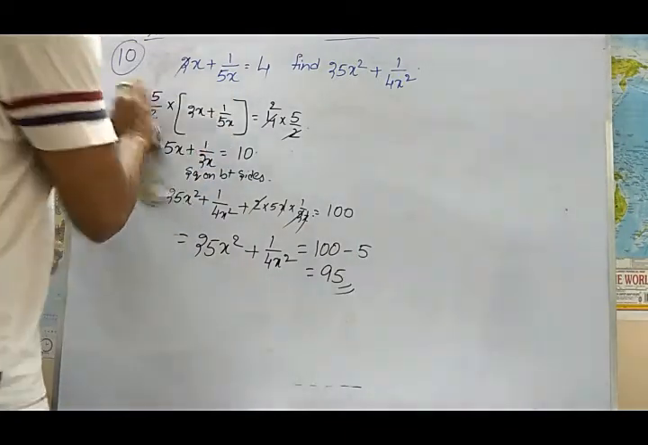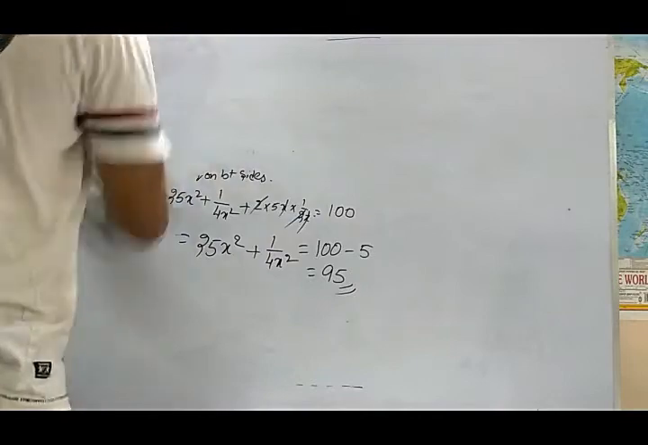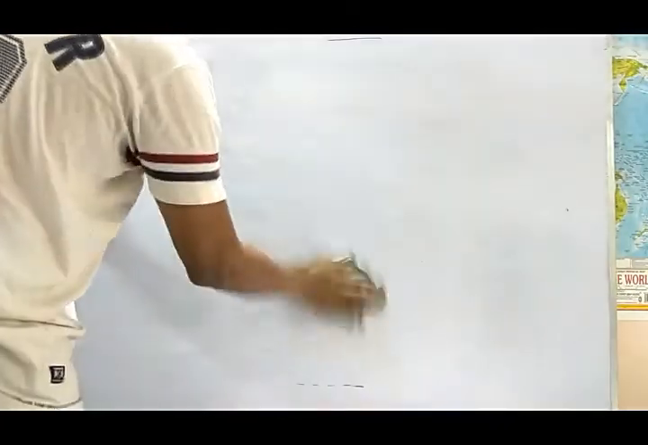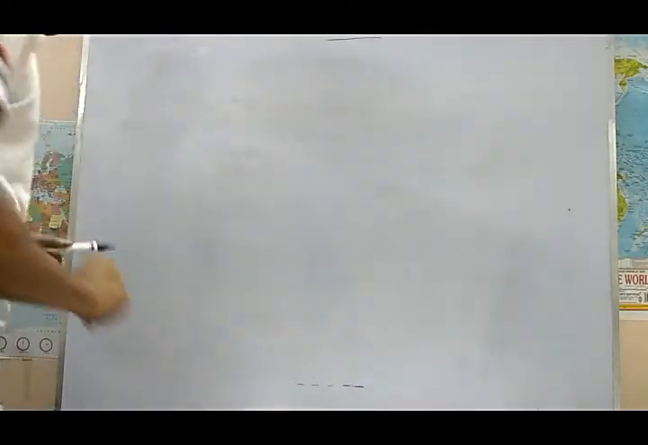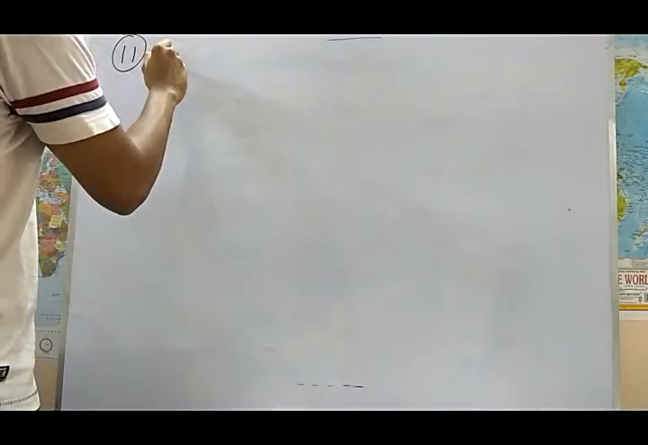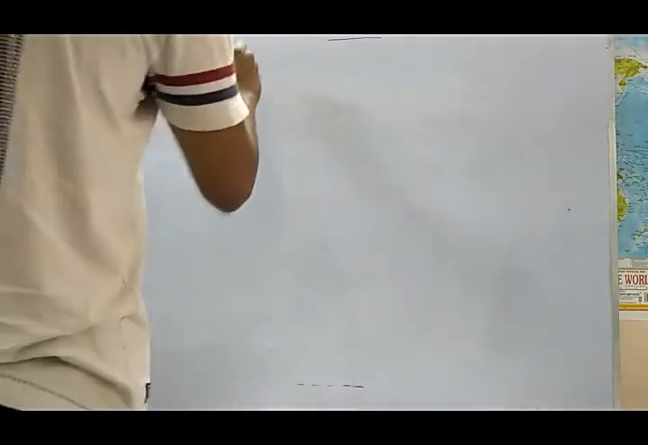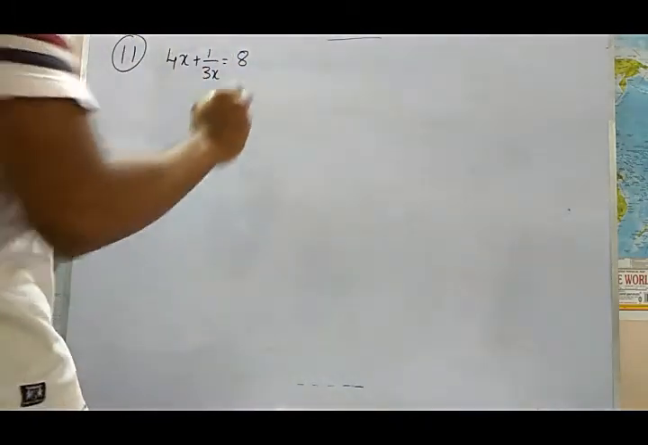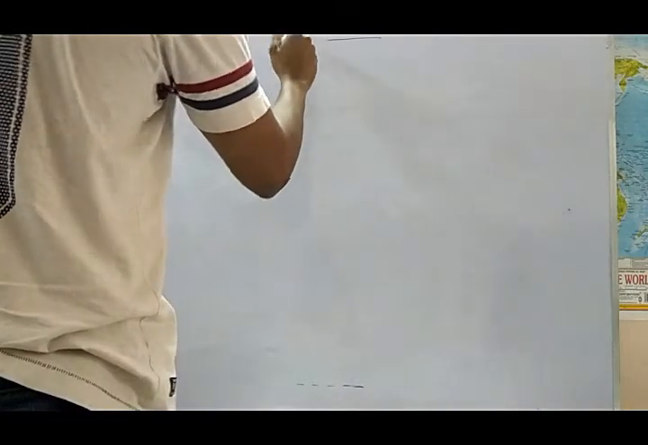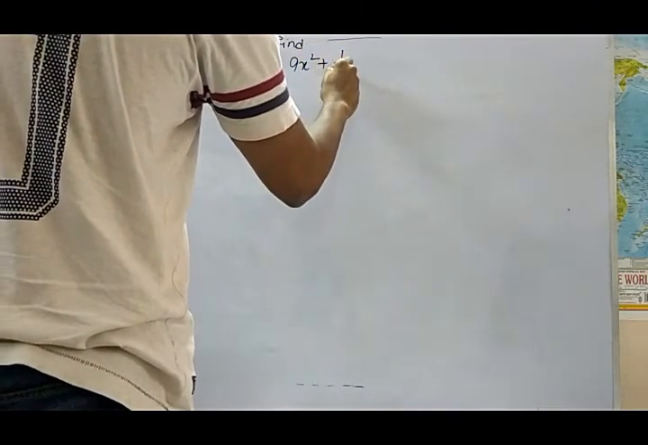So we'll move on to the next question. What's the next question? The 11th one. Question number 11. What we have? 4x plus 1 by 3x equal to 8. And they asked us to find 9x square plus 1 by 16x square.